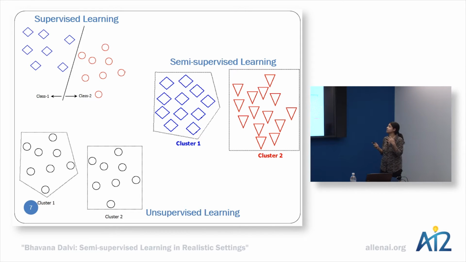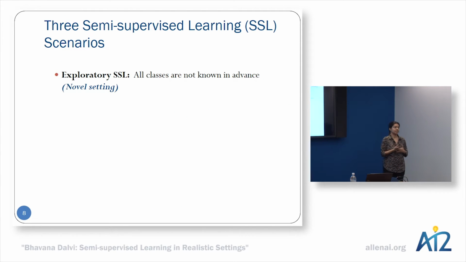Okay, so now let us see the three realistic settings that I want to introduce. The first one is novel. It's incorporating the fact that some algorithm might not know about all classes present in the data. So it might start with some categories, and unlabeled data might have some unanticipated categories.